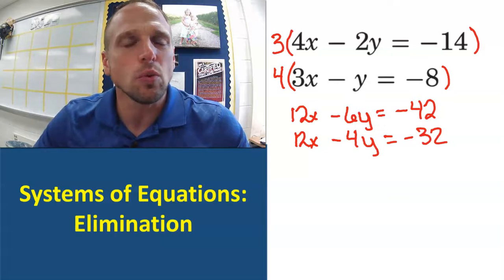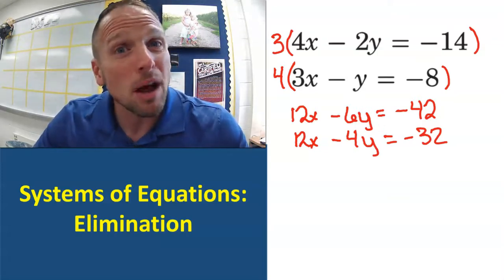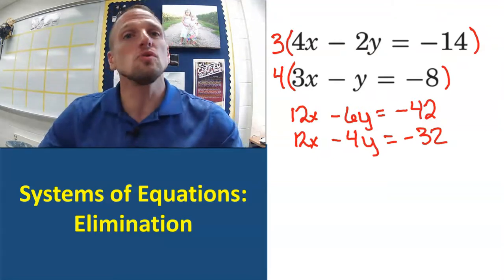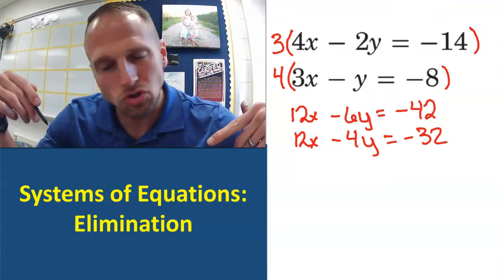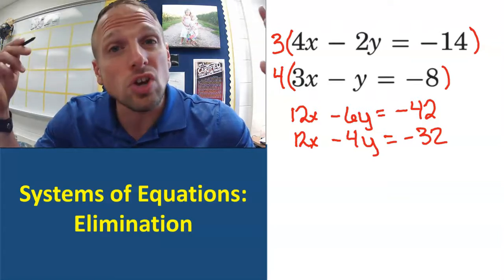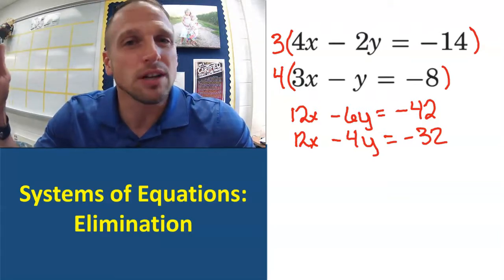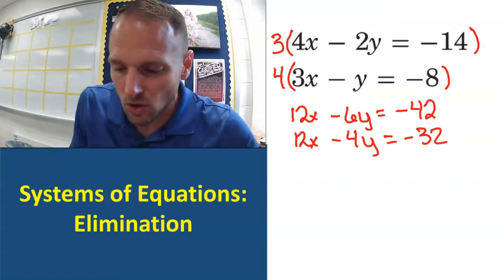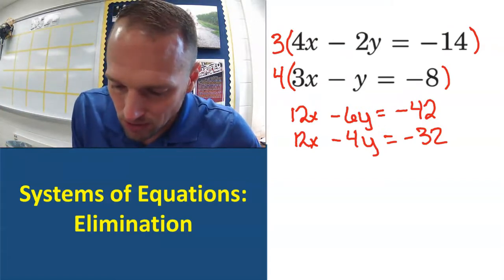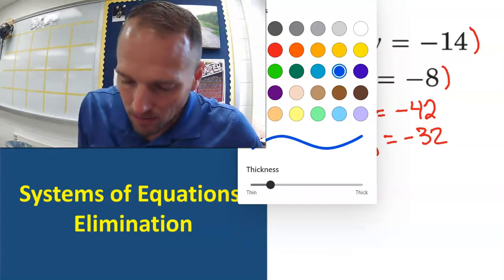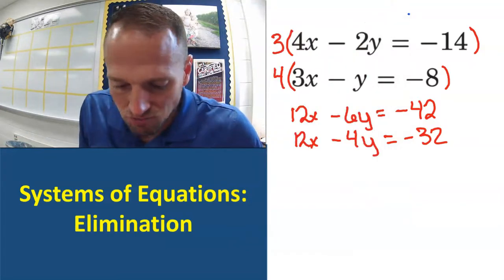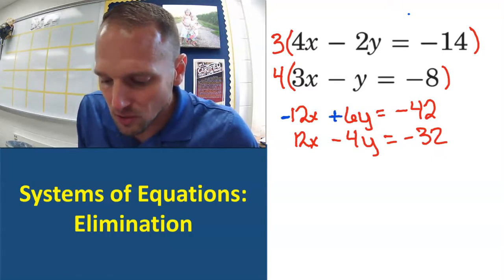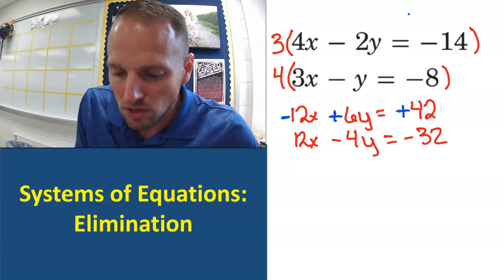So 12 and 12. Well, the problem is they're both positive, and a positive 12 and a positive 12 equals 24. I need one of them to be negative. So I'm going to choose either the top equation or the bottom equation, whichever one I want, and change all the signs. I'm doing that because what I'm doing algebraically is multiplying by negative 1, but all I really have to do is change the signs. You can do top or bottom, but I'm going to change the top. Negative 12x, this becomes a positive 6y, and this becomes a positive 42.